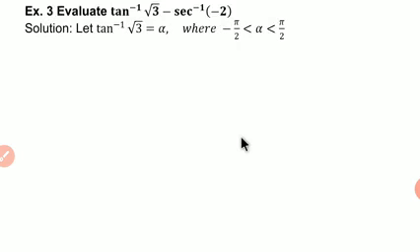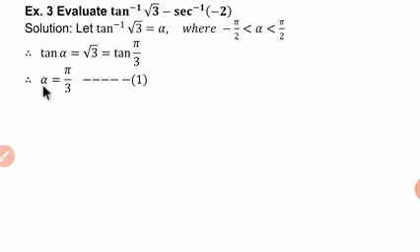Example number 3. Evaluate tan inverse square root 3 minus sec inverse minus 2. Now let here tan inverse root 3 is equal to alpha, where alpha belongs to the open interval minus pi by 2 to pi by 2. And therefore tan alpha is equal to root 3, it is equal to tan pi by 3. And so we get alpha is equal to pi by 3. Alpha is equal to pi by 3 means tan inverse root 3 is equal to pi by 3. We call this relation number 1.